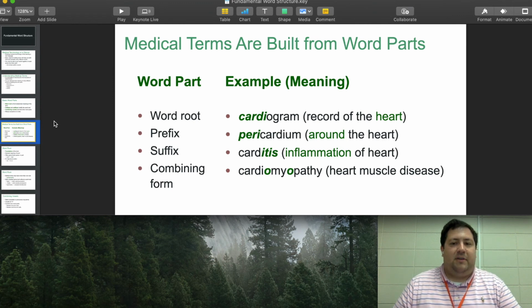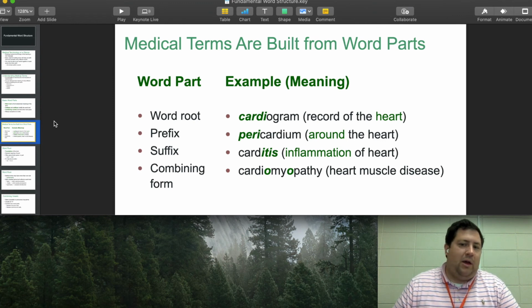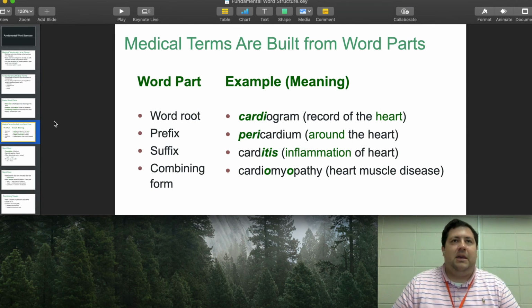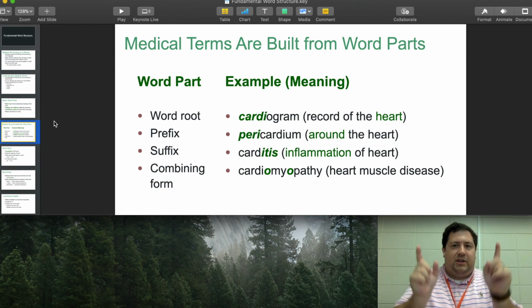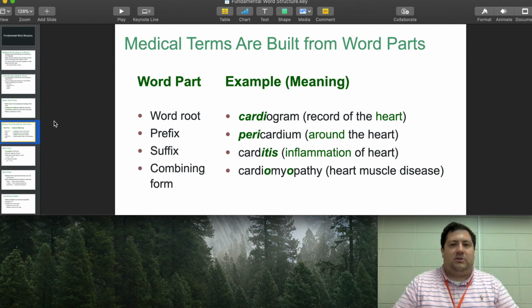If you put the prefix peri, peri means around the heart, so the pericardium is the tissue that surrounds your heart. It kind of treats your heart like an orange. You know how an orange has a little bit of that tissue that surrounds the orange after you take the peel off? That's kind of what the pericardium is like.